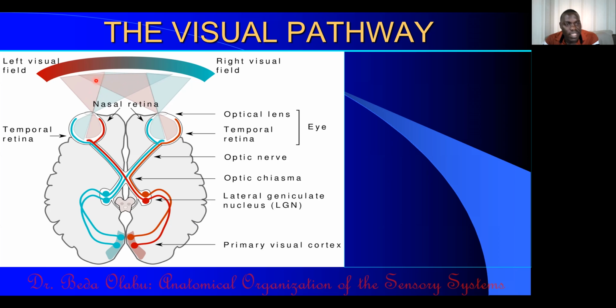Now let's follow the light rays. They have entered, they have landed on the retina. So the retina detects the light rays, converts it to action potentials picked up by the bipolar neurons, which are the first order sensory neurons, but still within the retina. The bipolar neurons synapse with the ganglion cells, which are the second order sensory neurons. Those second order sensory neurons then come out of the retina as optic nerve.